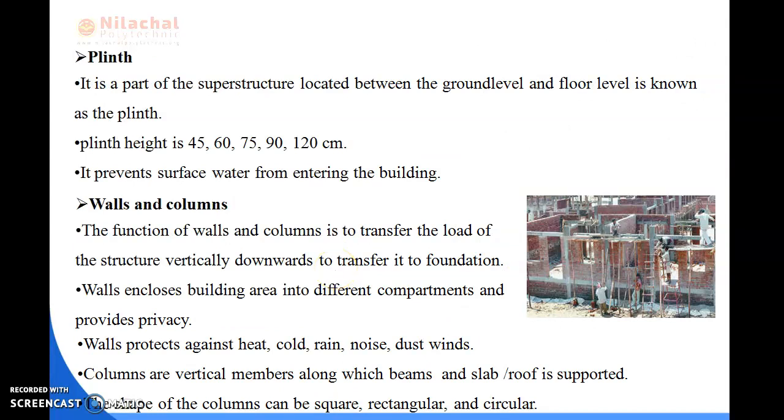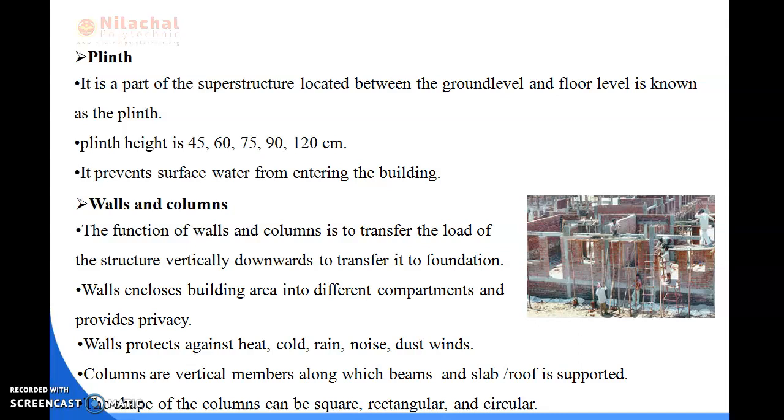So this part of the superstructure located between the ground level and the floor level is known as plinth. And plinth height should be 45, 60, 75, 90 or 120 centimeters. We can also say that the height of the plinth should not be less than 45 centimeters. That is the plinth height, and it prevents surface water from entering the building.